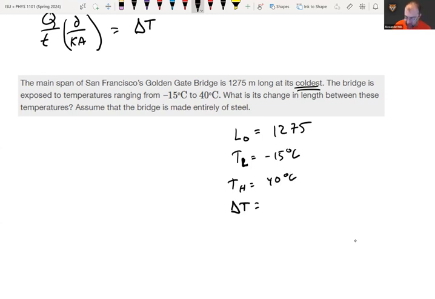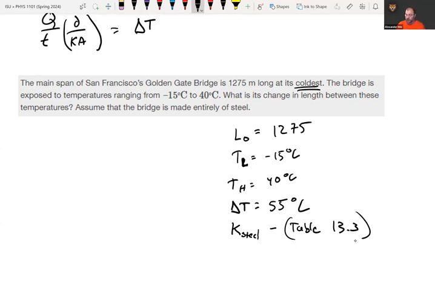I would just go ahead and calculate the delta T. That's going to be 40 minus negative 15, which will be 55 degrees Celsius. And again, you could convert both of those to Kelvin if you were so inclined. Now, it does say the bridge is made entirely of steel, so it would be K sub steel. And that's in a table, I think it's 13.3. I don't remember exactly, but it's a table, and you can find that in your textbook.